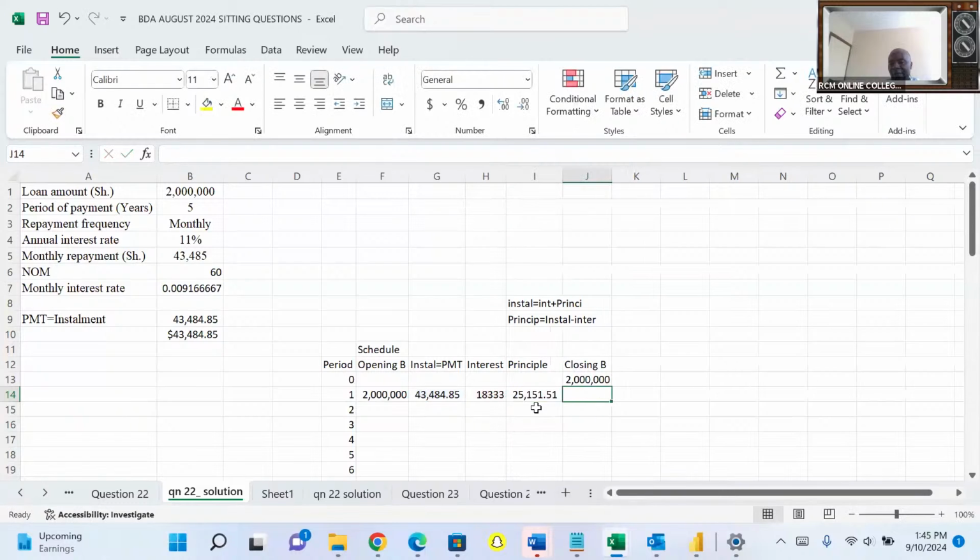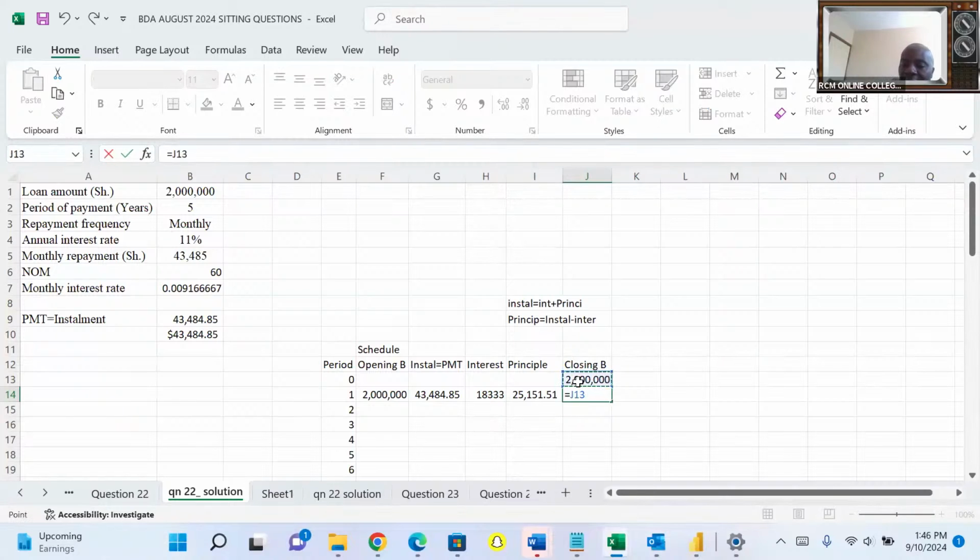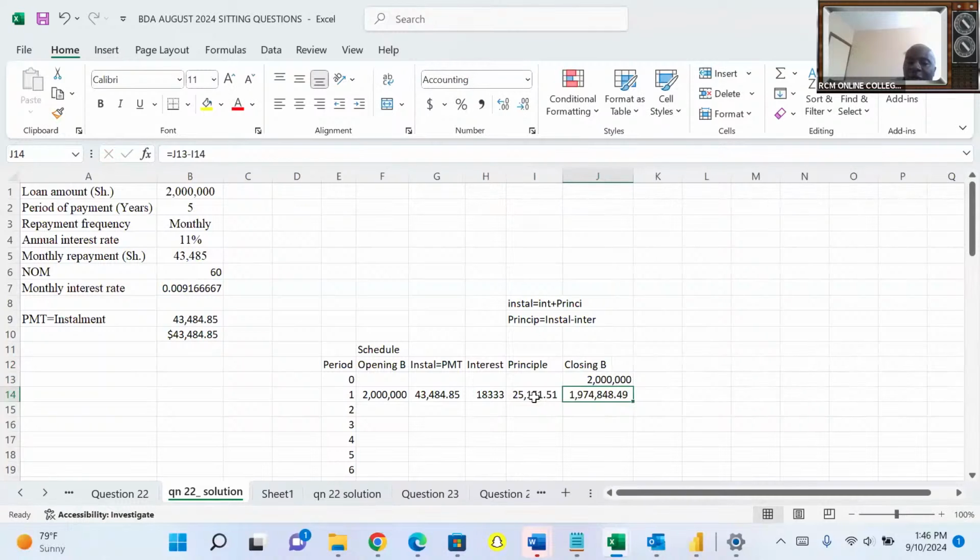Say tab. When you say tab, to get the closing, you take this amount which is here, and then you say minus the principal paid. Don't lock anything there. And then you say enter like that. Once you've done that, you highlight the entire row 1, like that.